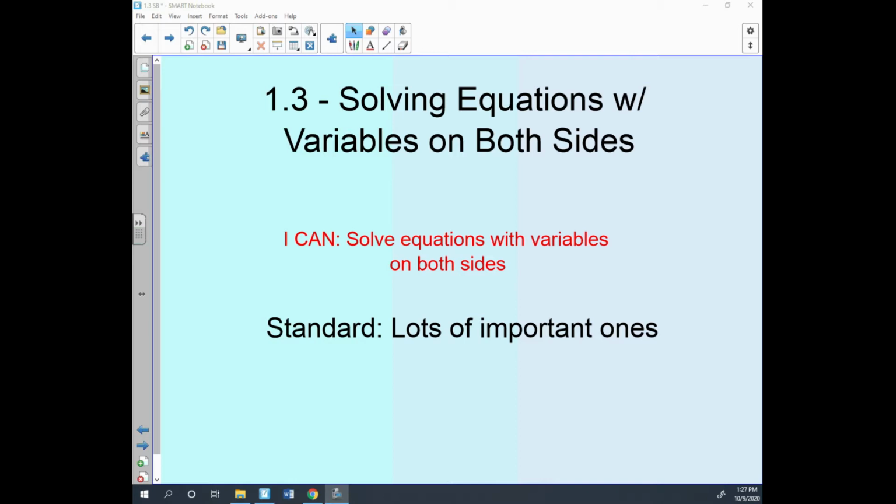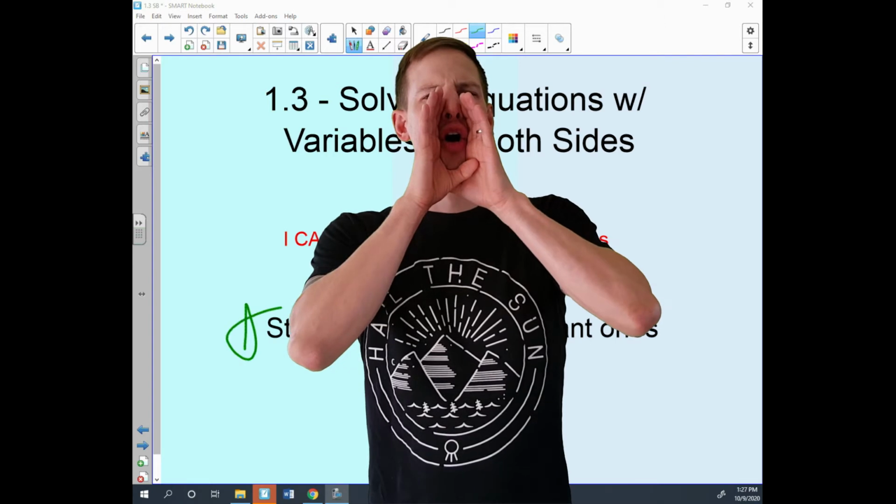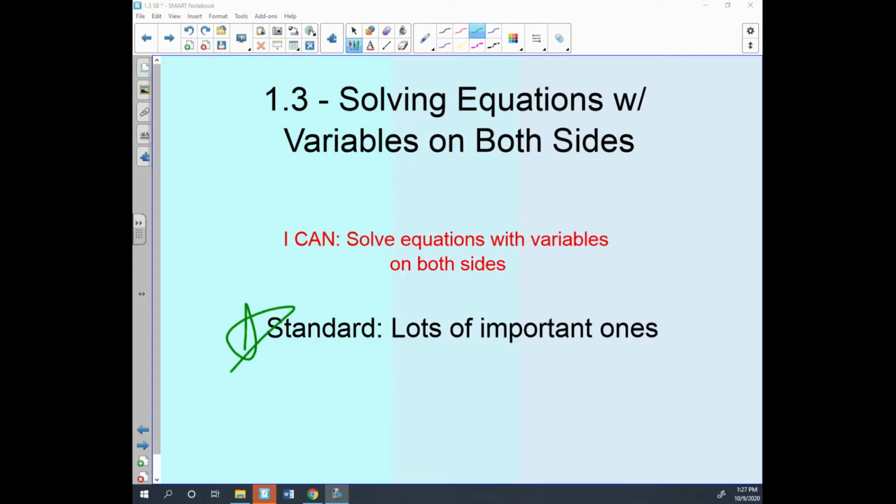All right, thanks for joining me. 1.3, solving equations with variables on both sides. This one, we're going to start to add some level of difficulty to it. The standard, there's lots of important ones, so just make sure that you're paying attention and slowing the video down, asking questions if you have them.